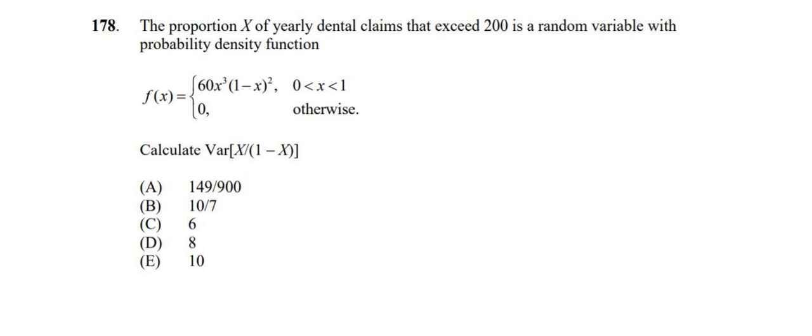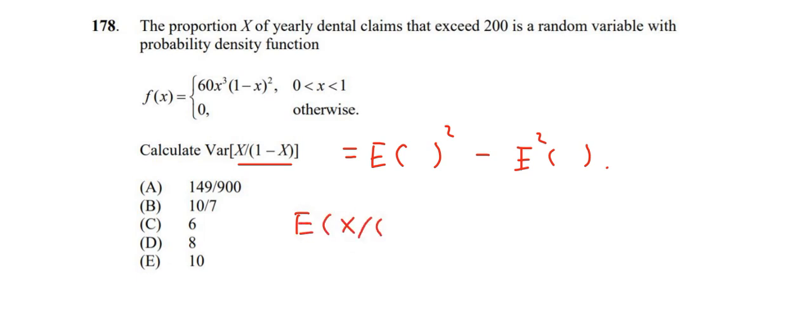So for this problem, we want to find the variance. We just use the definition. Variance equals E of this squared, minus the square of E of this. Right? So let's check. We need to find E of X over 1 minus X, or this squared.